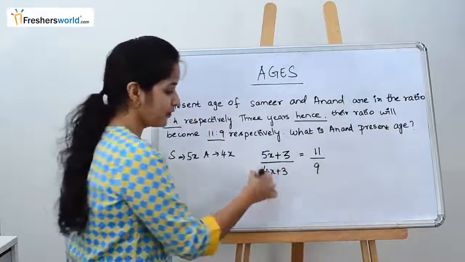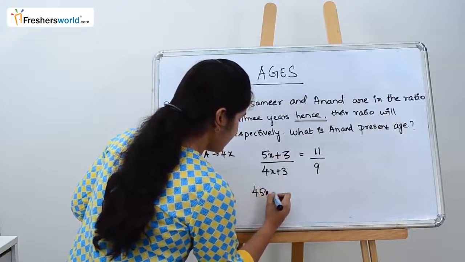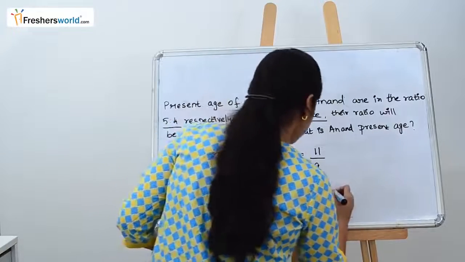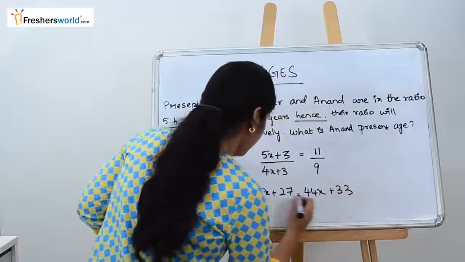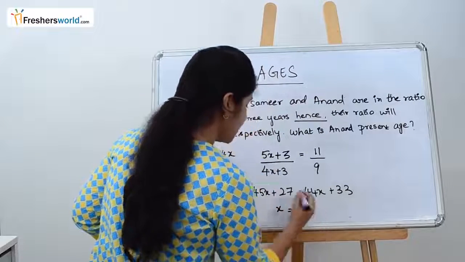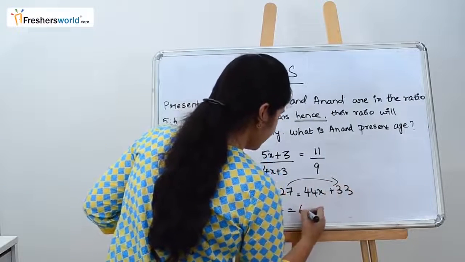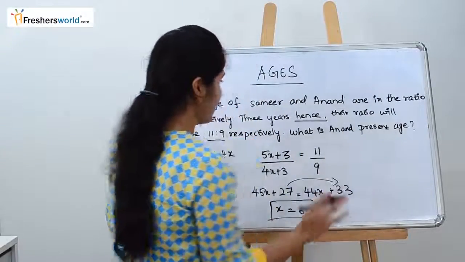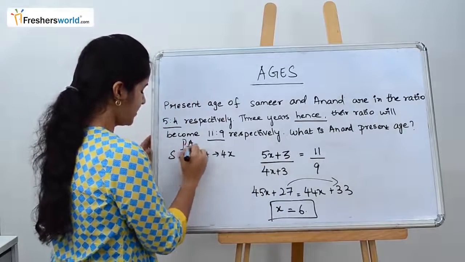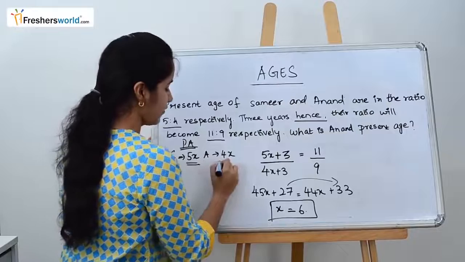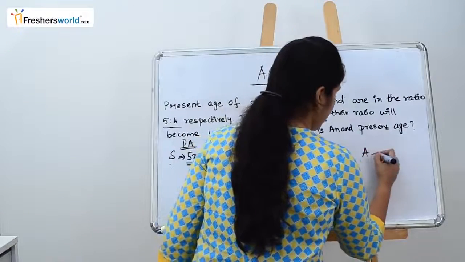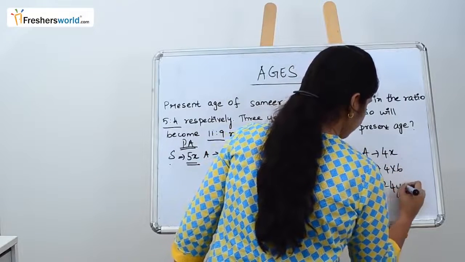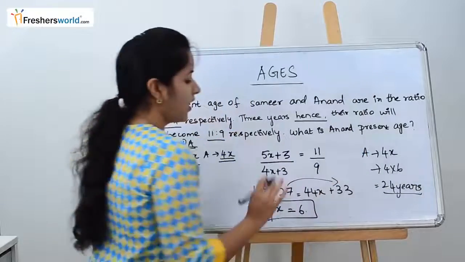So what we have to do is find x. So 45x plus 27, 44x plus 33. So 45x minus 44x is nothing but x, and 33 minus 27 is 6. So we know that x is equal to 6. So what are they asking? What is Anand's present age? This is the present age, so for Samir it's 5x and for Anand it is 4x. So we have to find Anand's age. 4x is nothing but 4 into 6, which is 24 years. So now we know Anand's present age.